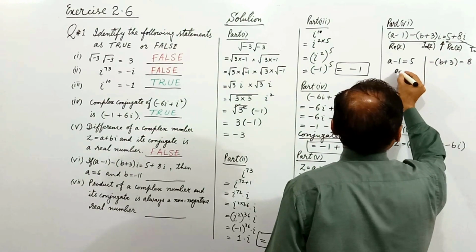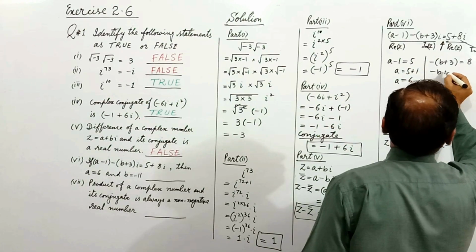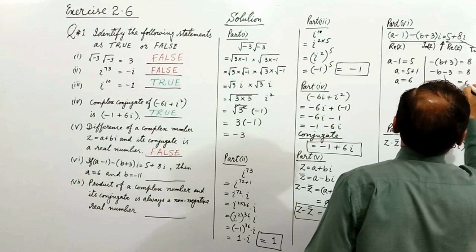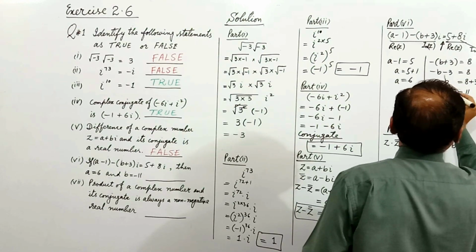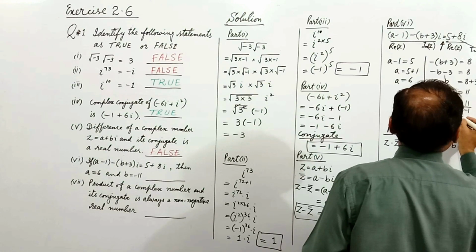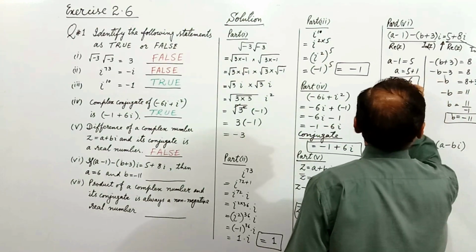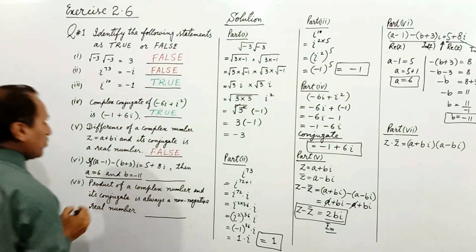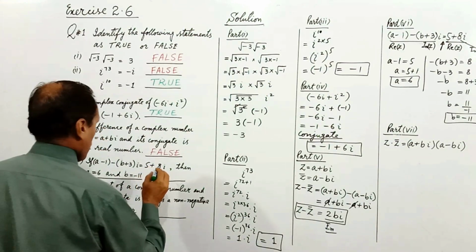Let's simplify. A is equal to 5 plus 1, which is 6, whereas minus b plus 3 is equal to 8. Minus b is equal to 8 minus 3, that will be equal to 5... Minus b is equal to 11, and minus 1 taken to the right hand side becomes 11 over minus 1, that is b is equal to minus 11. What we observe, the value of a is 6 and b is minus 11, and that definitely matches the value given. Hence, the statement is true.